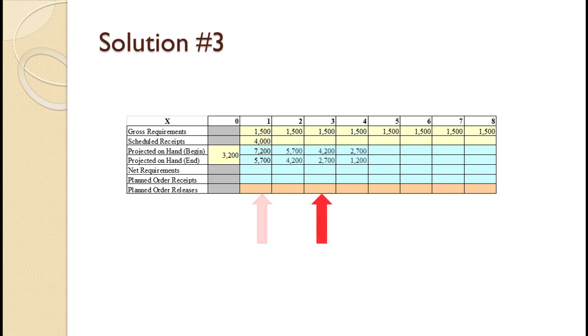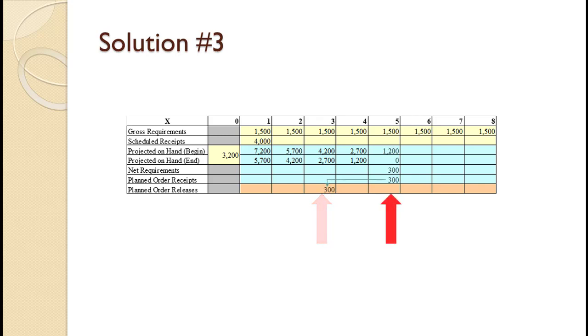For periods 2 through 4, there is adequate inventory, so no production is required. In period 2, 5,700 minus 1,500 equals 4,200. In period 3, 4,200 minus 1,500 equals 2,700. Finally, in period 4, 2,700 minus 1,500 equals 1,200.